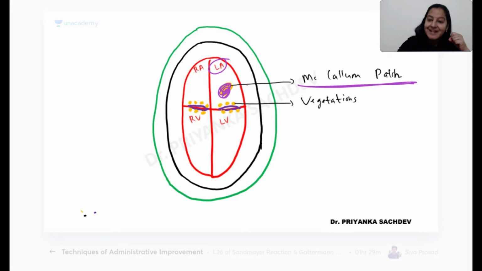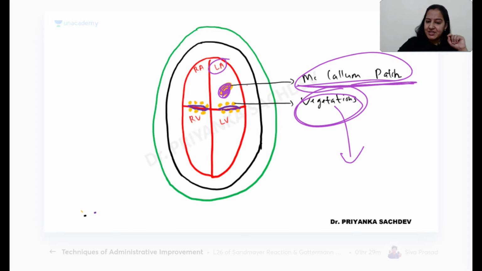Can you see this yellow color patch here? It is present in the left auricle just above the mitral wall on the posterior surface. Yes, you all are correct. I'm happy. So that is known as McCallum patch. In this diagram, I have shown vegetations also, McCallum patch also. Vegetations are in the valvular endocardium and McCallum patch is in the mural endocardium. So endocarditis is done. Rheumatic endocarditis is done.